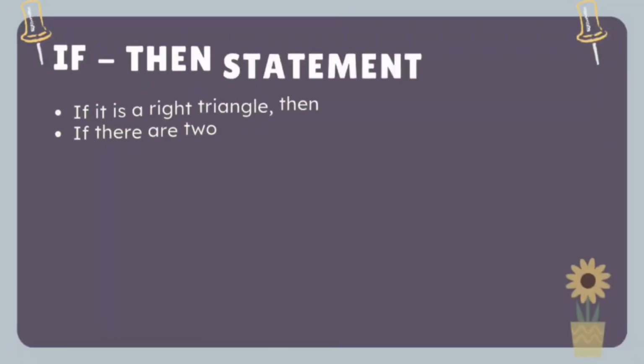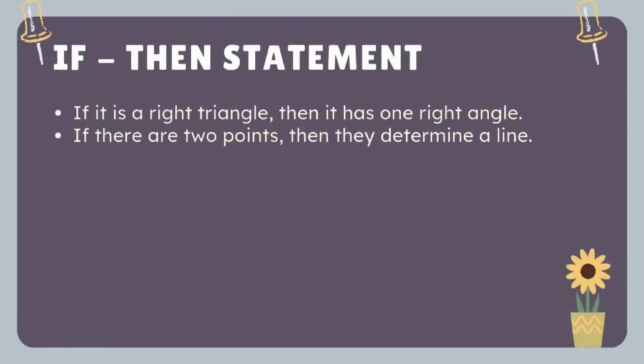Second is: if there are 2 points, then they determine a line. This introduces another example from geometry. The condition is there are 2 points, and the consequence is they determine a line. This illustrates how if-then statements can express fundamental geometric principles.